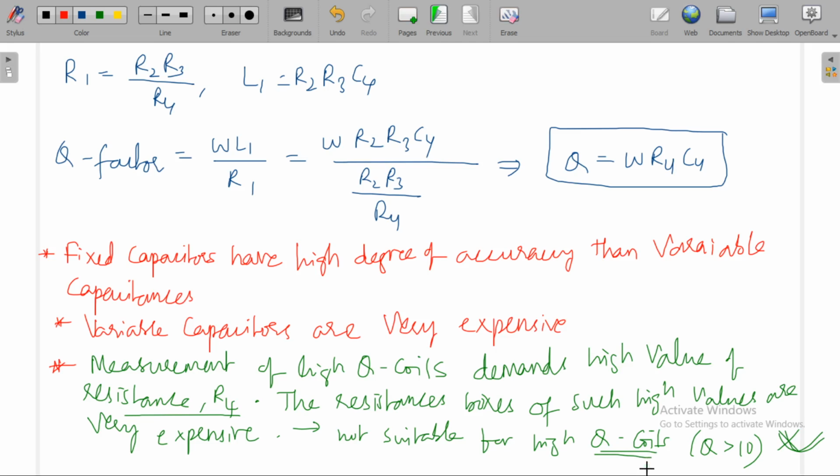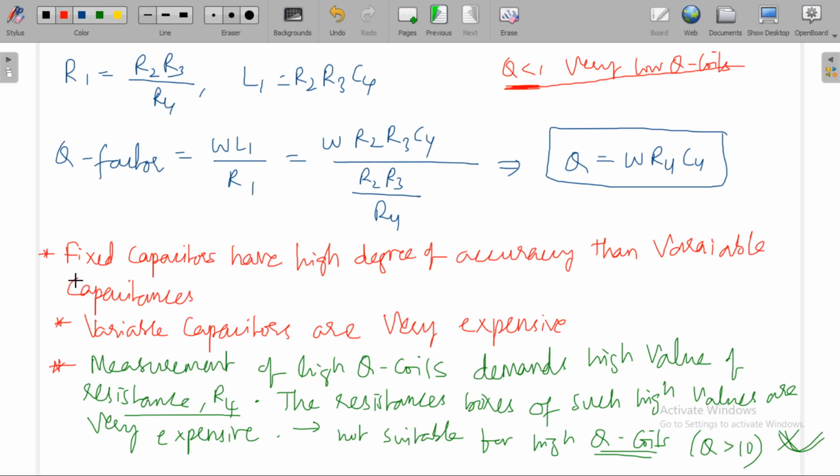Okay, coming to low Q coils, what about low Q coils? Q less than 10. Is this bridge suitable for the measurement of, sorry, Q less than 1? Very low Q coils. Let us see whether this bridge is suitable for the measurement of very low Q coils or not, that is Q less than 1. Anyhow, this bridge is not suitable for high Q coils, that is Q greater than 10. Here, see Q less than 1, that is very low Q coils.